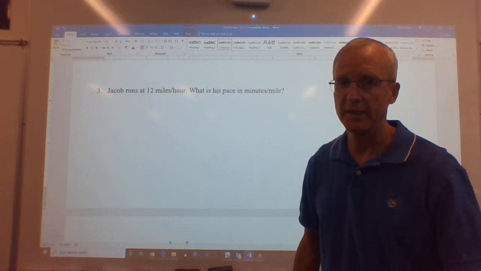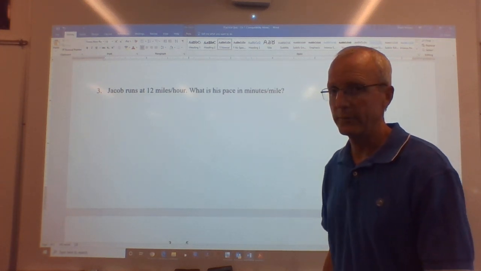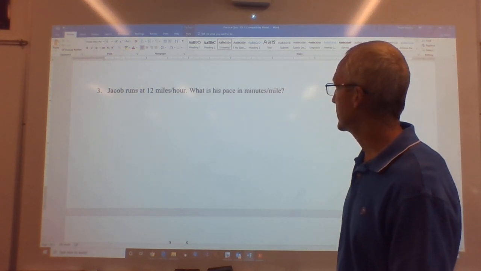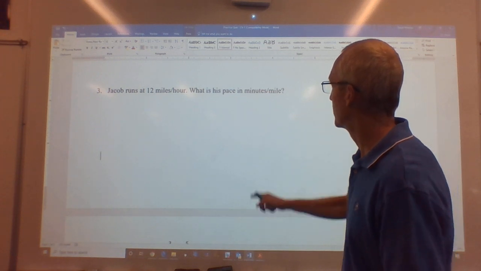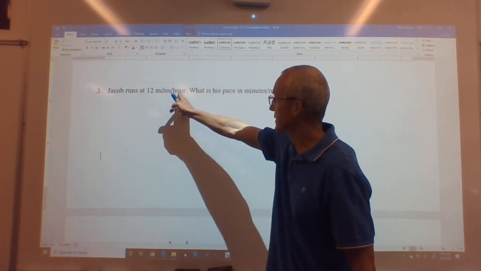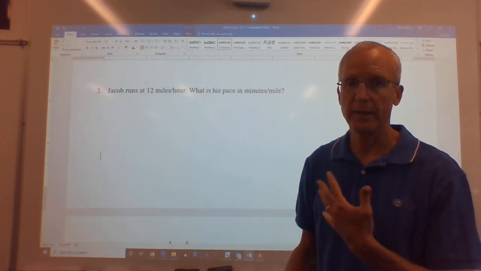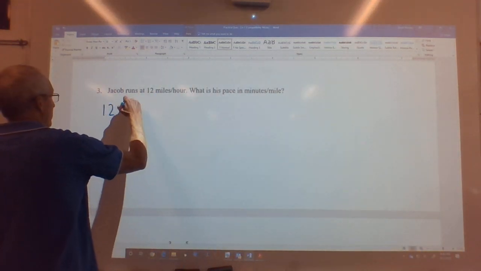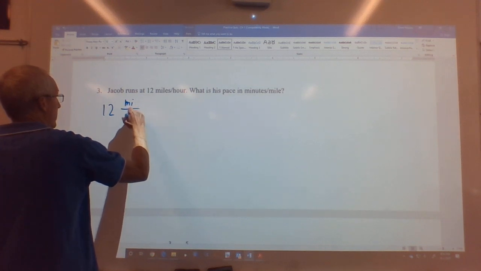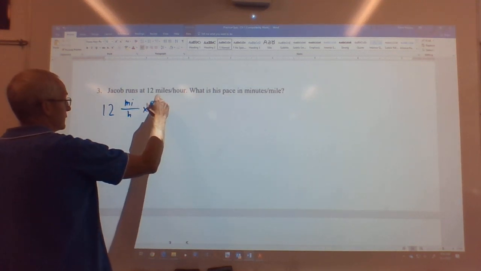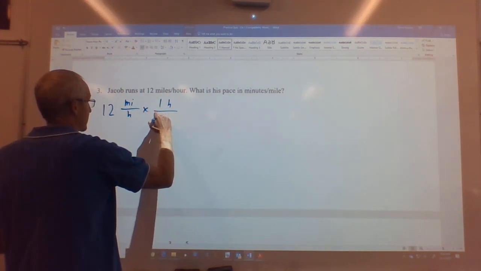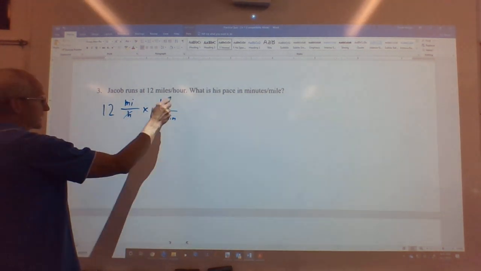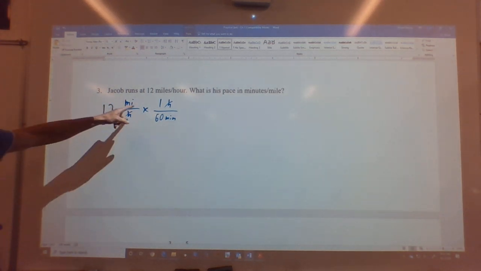There are lots of ways to do these; whatever makes sense to you, but that's what makes sense to me. Let's change the units to minutes. The miles are good, right? Let's change the hours to minutes here, and then we just flip it upside down. So we have 12 miles per hour times, 1 hour is the same as 60 minutes. We did it right. Hours on top and bottom cancel. So this will give us miles per minute.